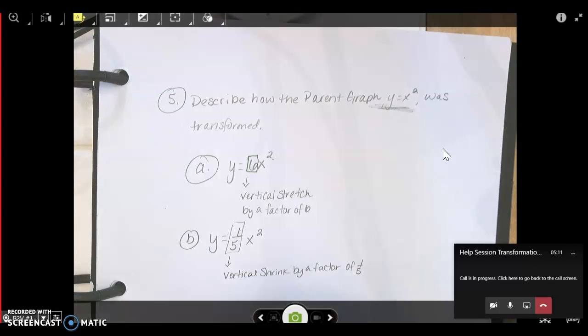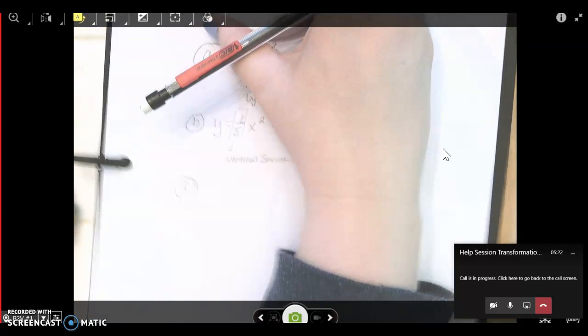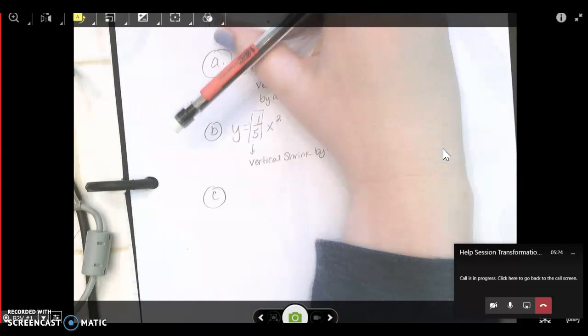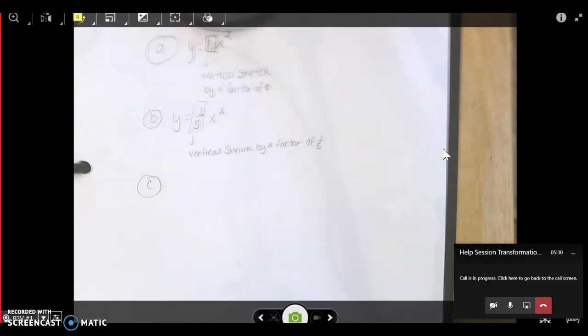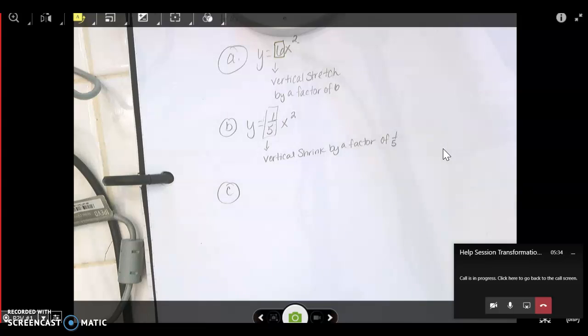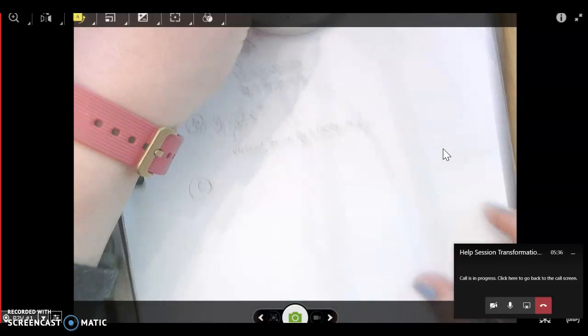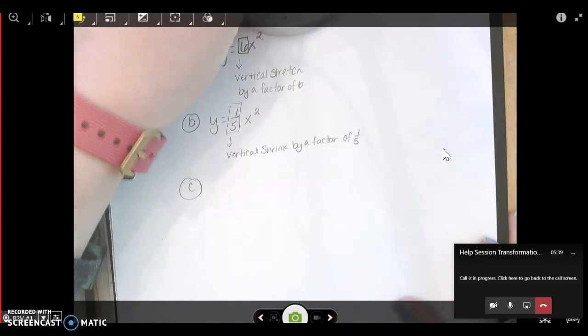Okay. Letter C. Move the camera. Sorry. Still not. Perfect.